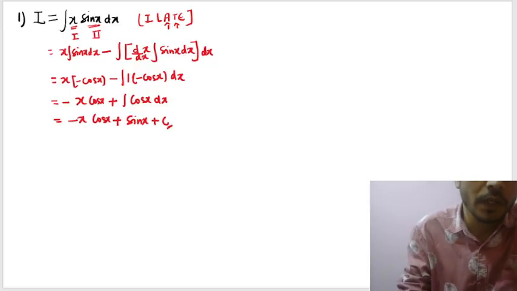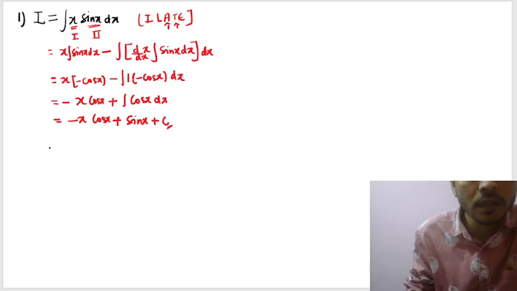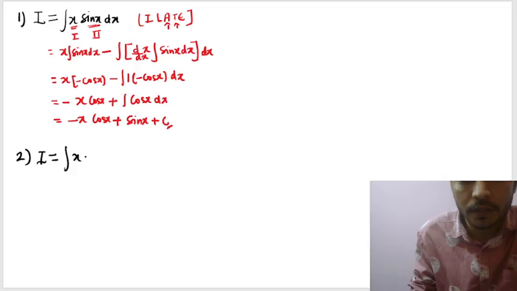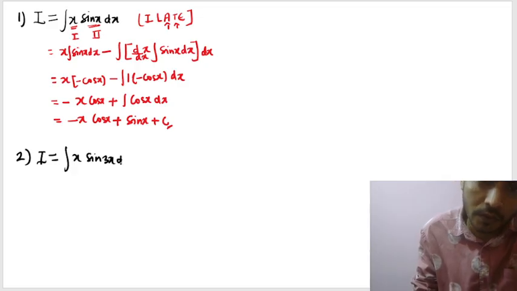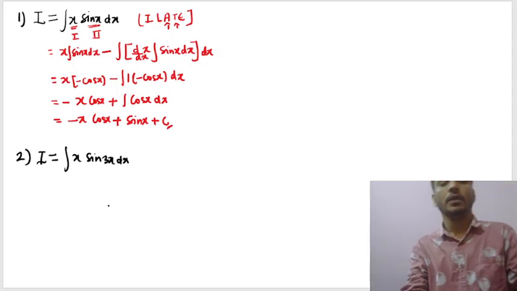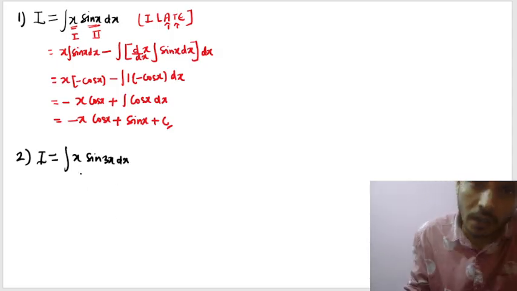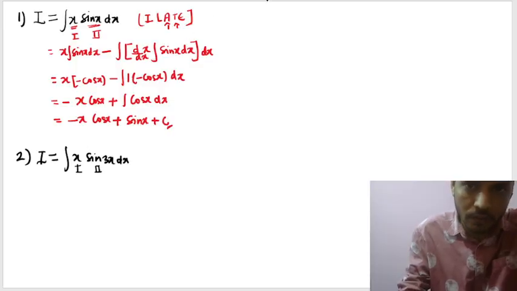Now the question number second. I is equal to, here again we have the product of two functions, x and sin 3x into dx. So how can we do that? We can see here that x is our first function and this is the second function. So what should we do? We have to apply the by parts.